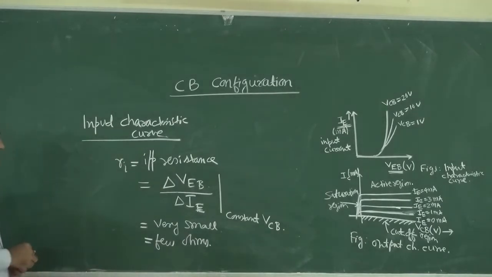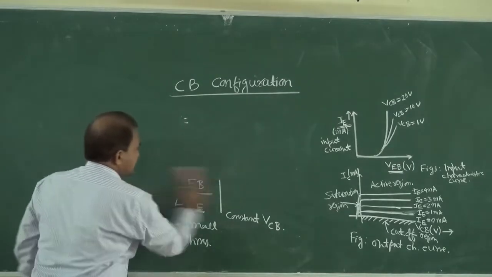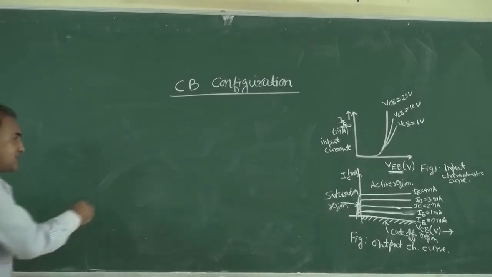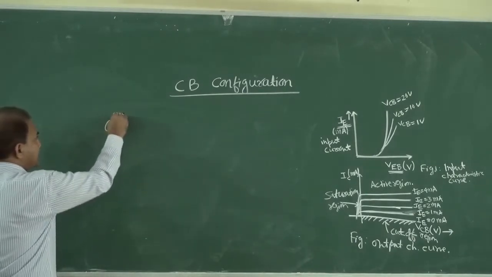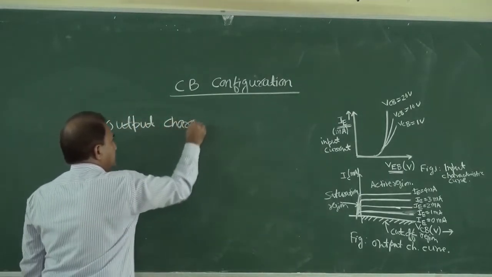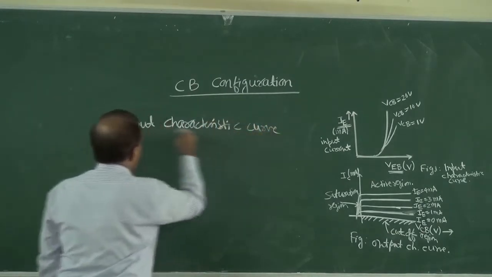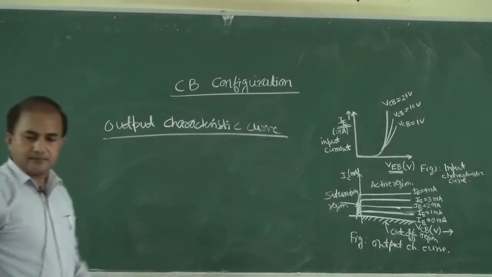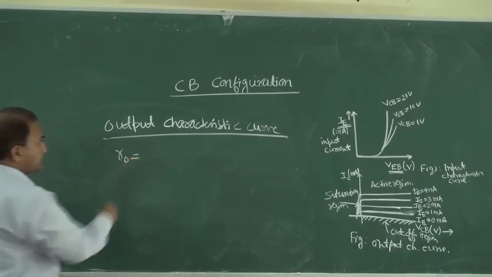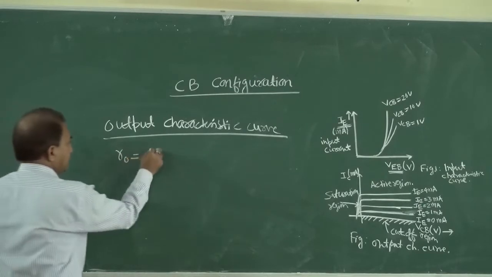Then we will study the output resistance. How can we determine the output resistance of the device from the output characteristic curve? From the output characteristic curve, how can we express the output resistance?